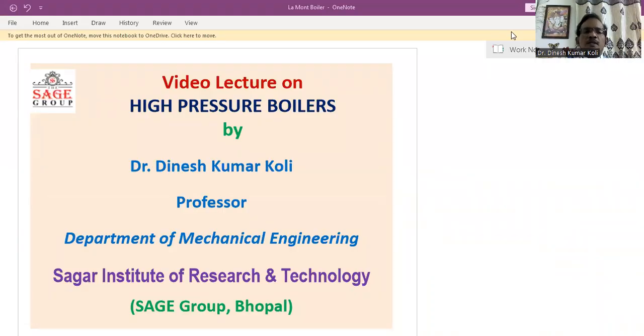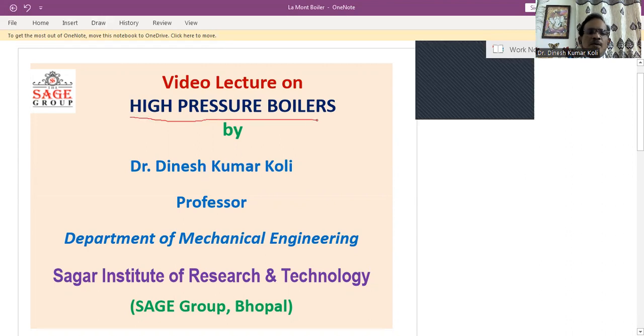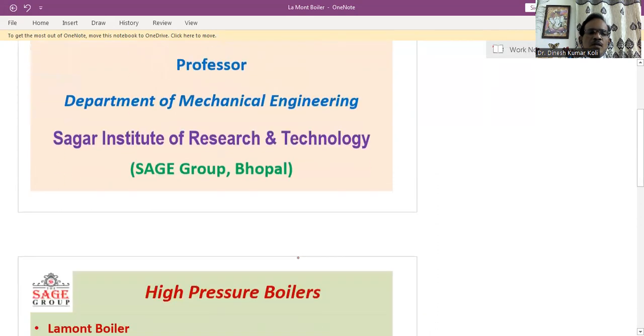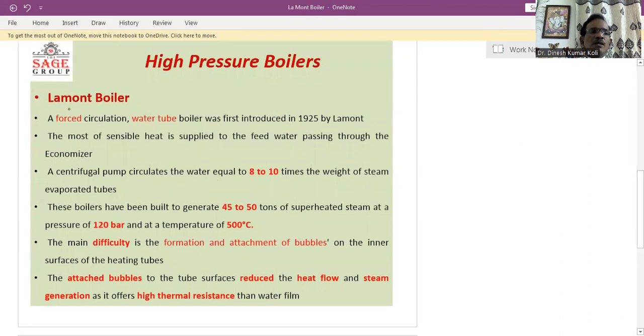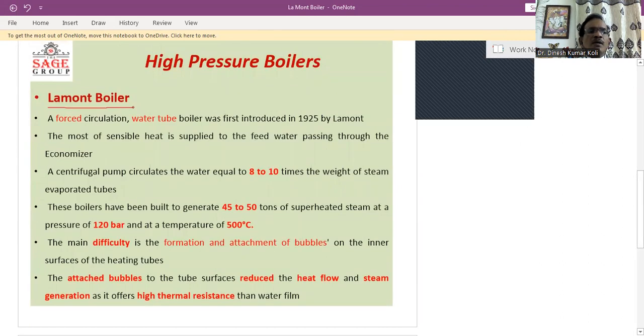Dear students, in this section, we will discuss high pressure boilers, and the boiler is the Lamont boiler. So, Lamont boiler is a high pressure boiler. Now, there are some features of the Lamont boiler. Lamont boiler is a forced circulation type of boiler.